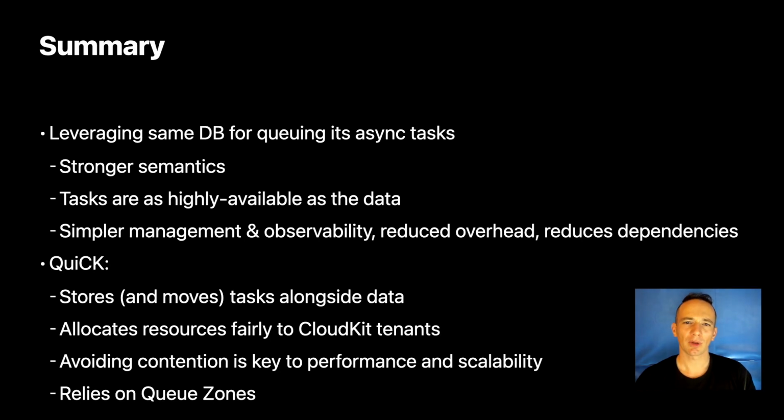To summarize, we saw why it makes sense to integrate a queuing system in the database, whether for strong semantics or for having tasks treated as data, better availability, or for reducing external dependencies. We presented QuiCK, a queuing system that is integrated in CloudKit. It stores tasks alongside data, allocates resources fairly across CloudKit tenants, manages to reduce contention to a minimum, and relies on a new queue zone abstraction.